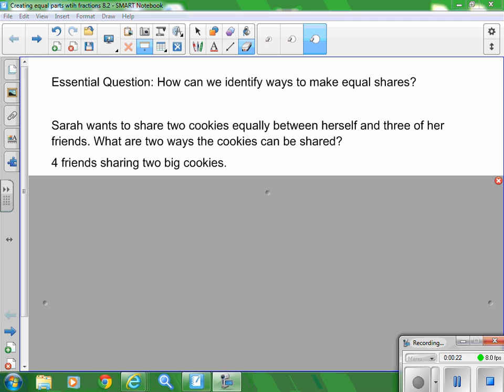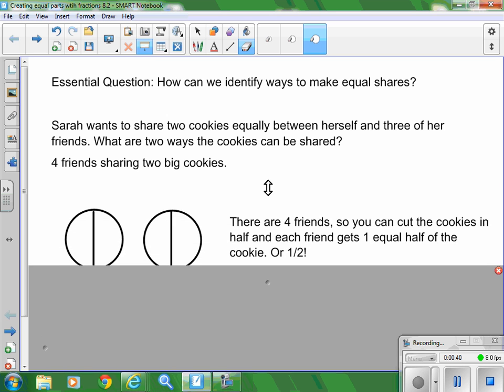For example, Sarah wants to share 2 cookies equally between herself and 3 of her friends. What are 2 ways the cookies can be shared? So you think of it as 4 friends sharing 2 big cookies. How could you divide those cookies into fractions of the cookies to separate them equally?